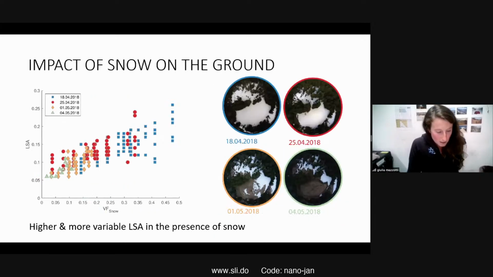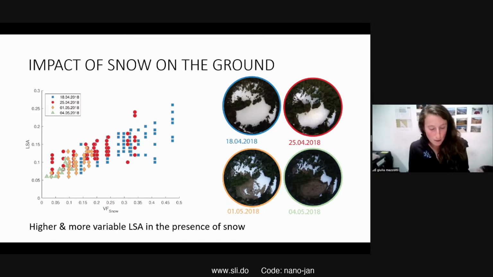So in this plot here, you see the measured land surface albedo on the y-axis, and on the x-axis we have the fraction of visible snow that we could obtain from these images. And now the points include measurements along the same transects, but on 4 different days, as marked by the symbols and the colors. And on the images on the right, you see the example of one waypoint and how the snow cover changed over these 4 measurement days. And now this helps us interpret the plot.